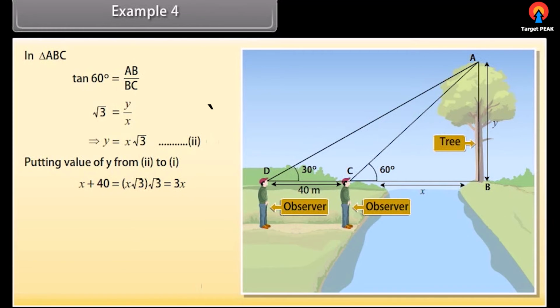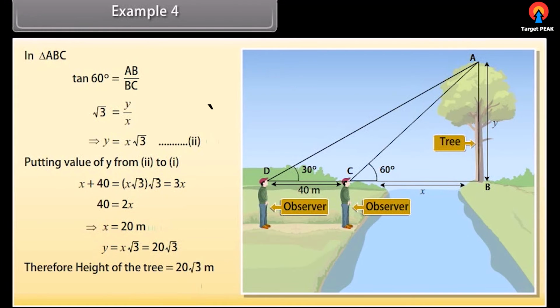On simplifying, we get 40 equals 2x, which implies x is equal to 20 meters, and y is equal to x into square root of 3. On putting the value of x, we get 20 square root of 3. Therefore, the height of the tree is 20 square root of 3 meters, and the width of the river is 20 meters.